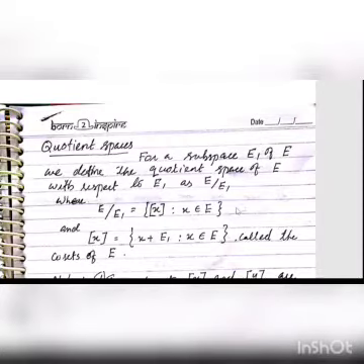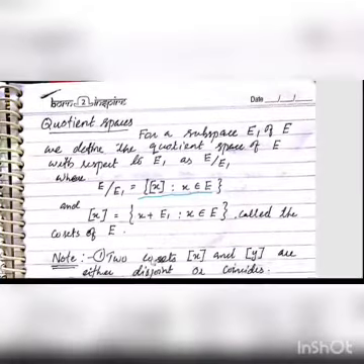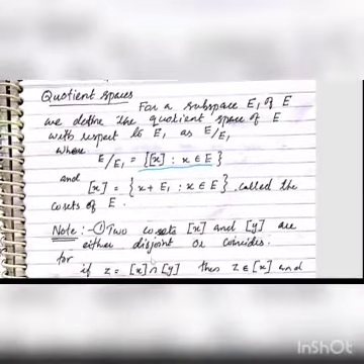Quotient spaces. For a subspace E1 of E, we define the quotient space of E with respect to E1 as E by E1, where E by E1 is defined as the set of all equivalence classes [x], that is, the set of all [x] such that x belongs to E. Here [x] is of the form x plus E1, called the coset of x. So E by E1 means the collection of the cosets of elements of E.